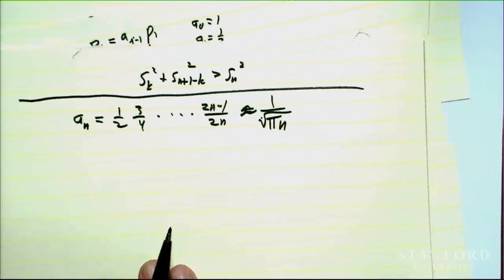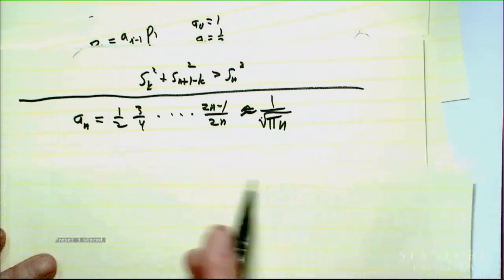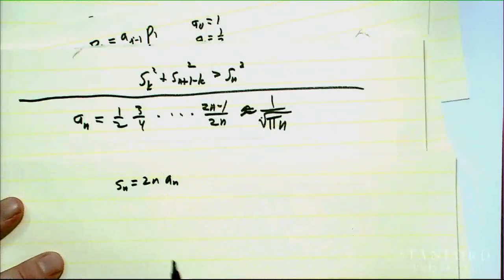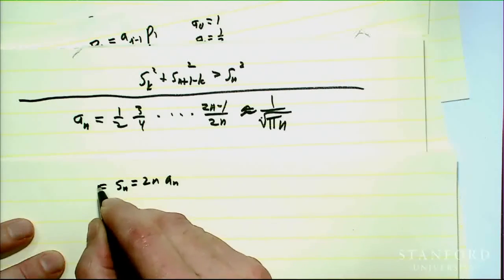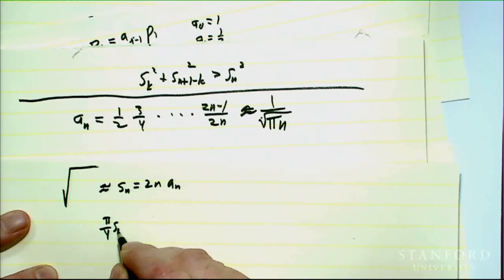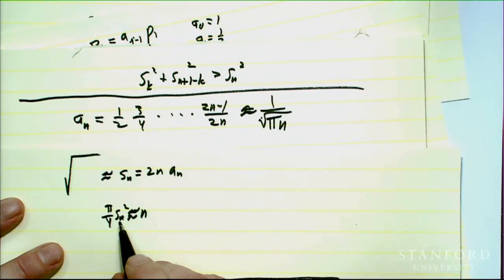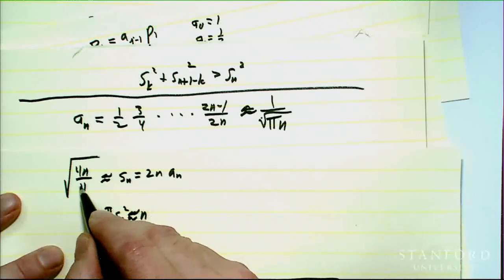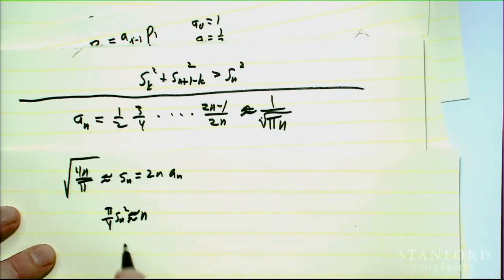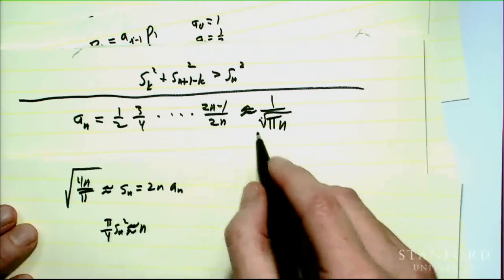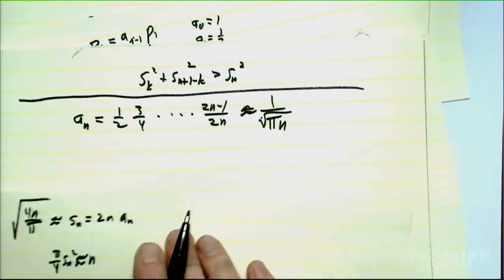Why? I jumped a step here, so let's do that slowly. I got S_n was equal to 2n times a_n, and also I had S_n approximately the square root of... okay, so what did I say? We had pi over 4 S_n squared was approximately n, so S_n is approximately the square root of 4n over pi. So if we divide both sides of this equation by 2n, we get a_n is approximately 1 over the square root of pi n. All right.